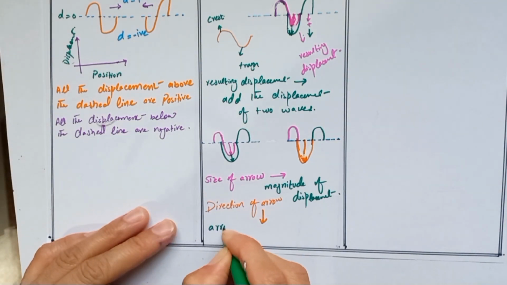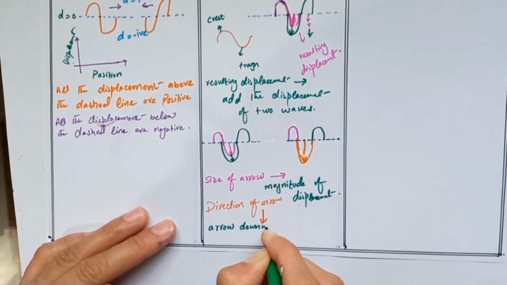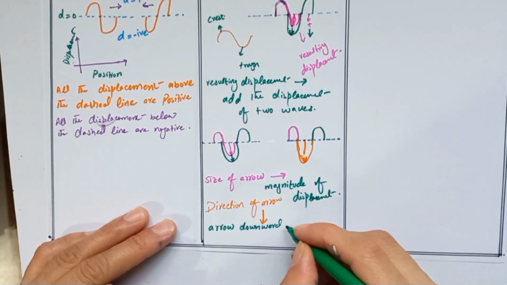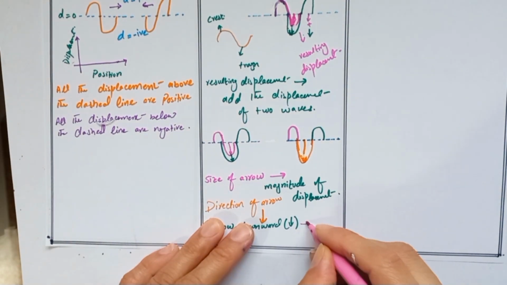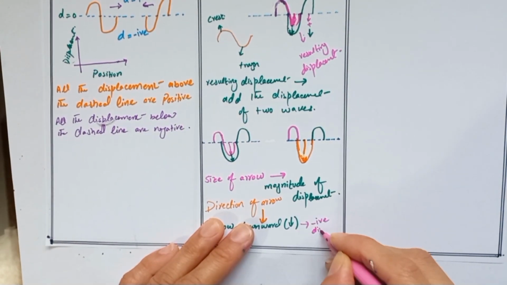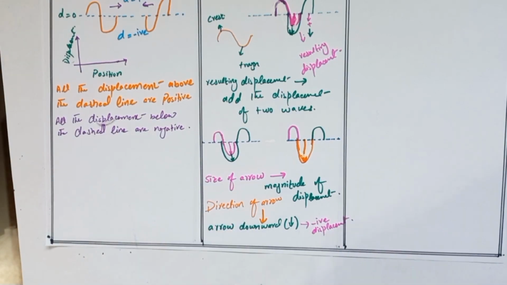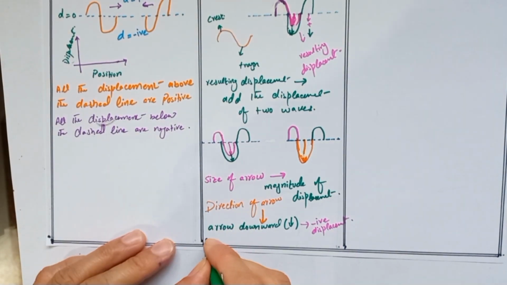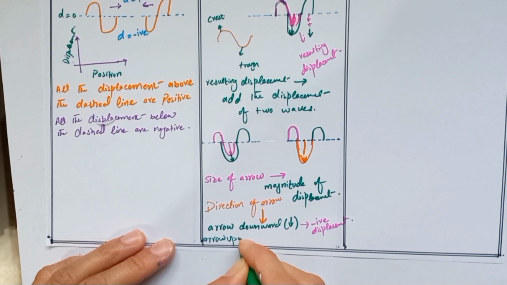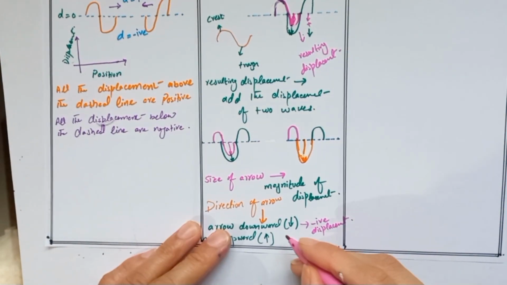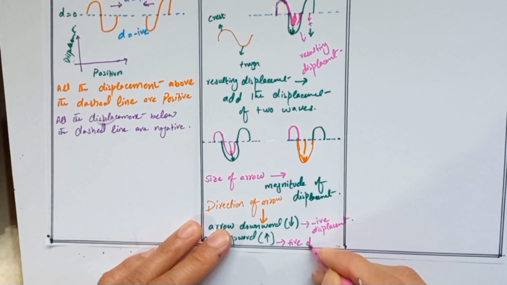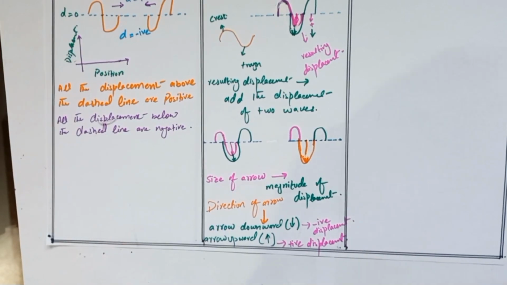A downward arrow represents negative displacement. An upward arrow represents positive displacement.